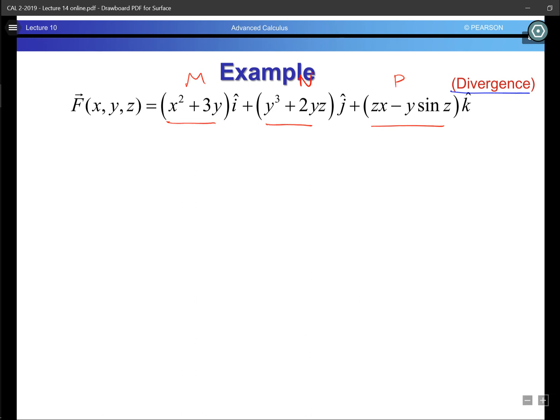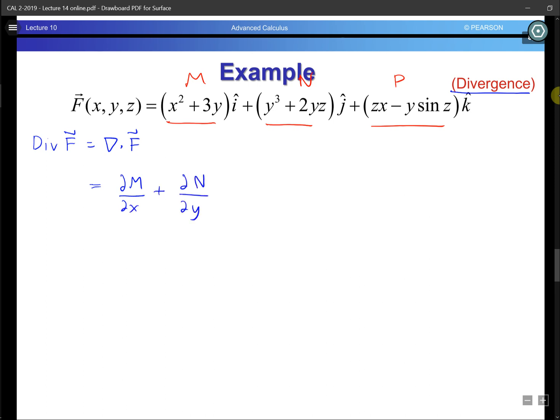So divergence, at this point we know the formula to use. The divergence of F is equal to del dot the vector field F. So it's going to be equal to the partial derivative of the first component, M with respect to X, plus the partial derivative of N with respect to Y, plus the partial derivative of P with respect to Z. Okay, let's find out about this.